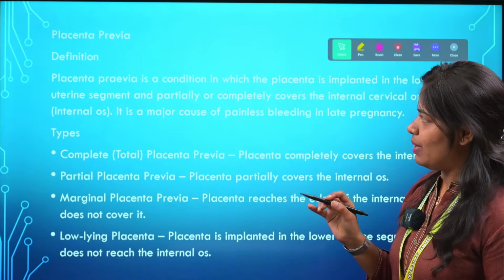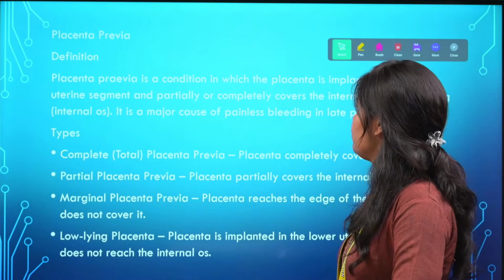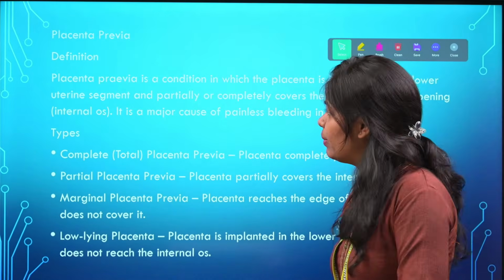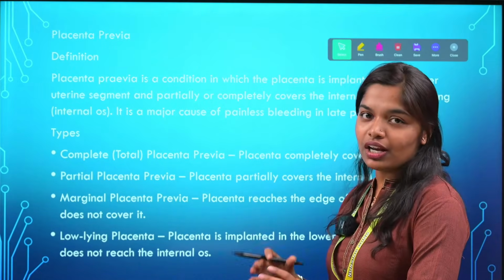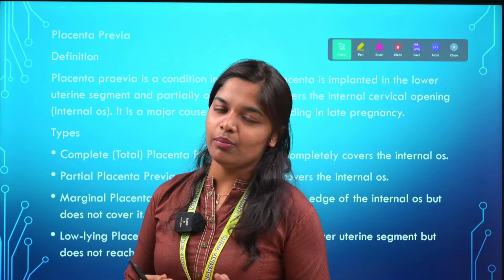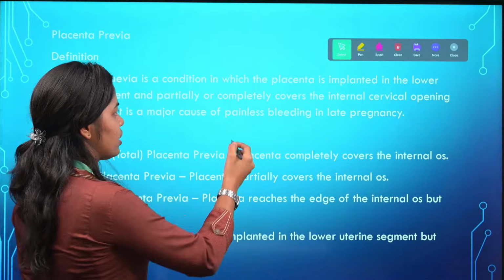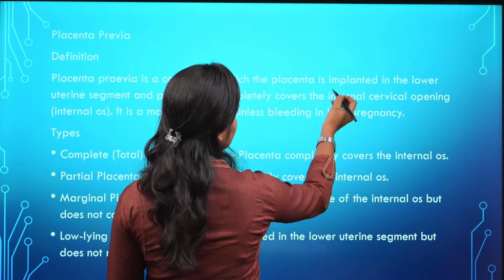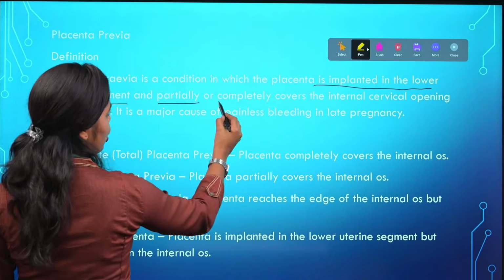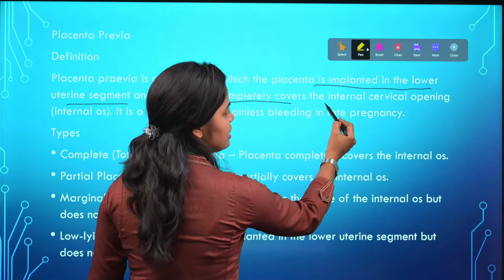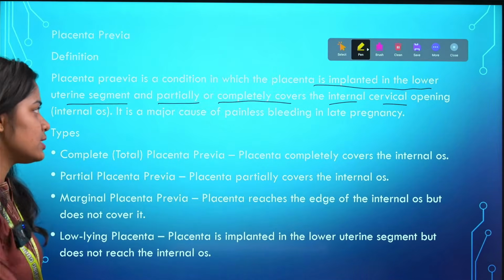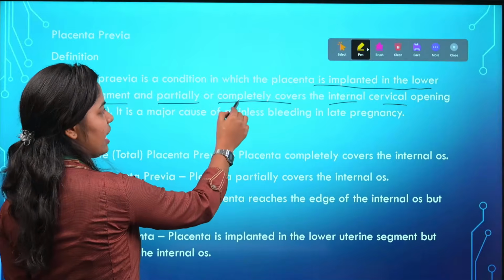The next condition is placenta previa. Placenta previa is a condition in which the placenta is implanted in the lower uterine segment. It may partially or completely cover the internal cervical opening, the internal os. The internal os is covered by this placenta.